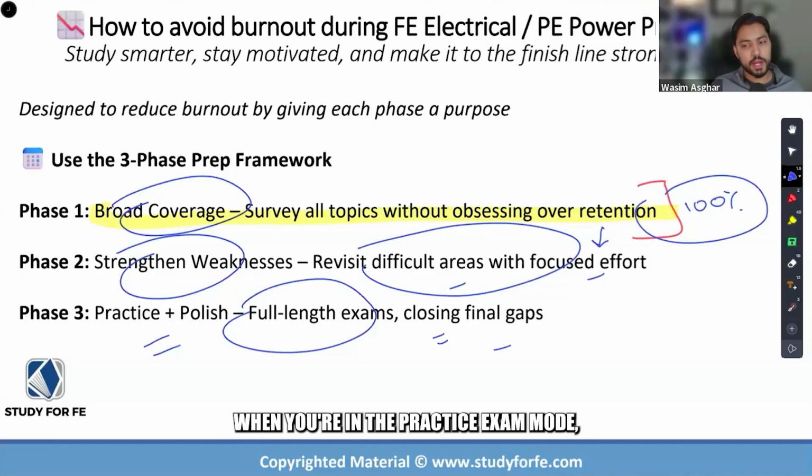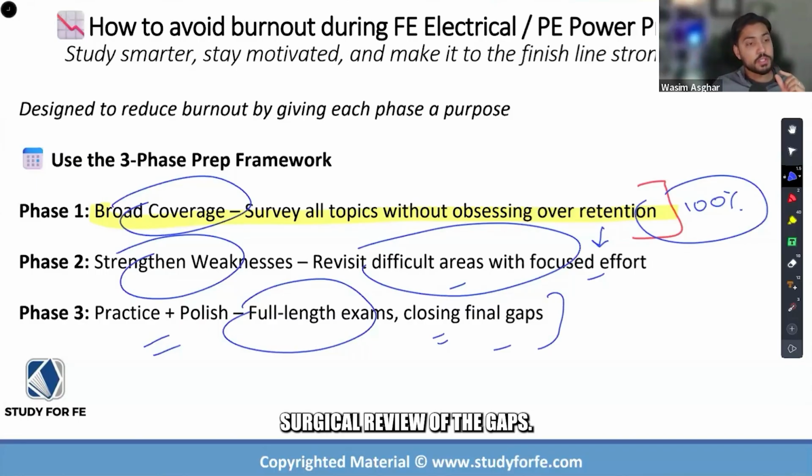Okay, and then finally, when you're in the practice exam mode, it is further isolated, very streamlined, focused, surgical review of the gaps.